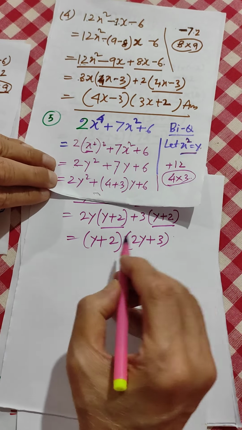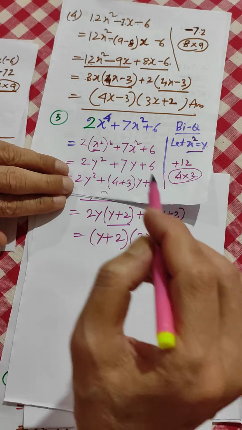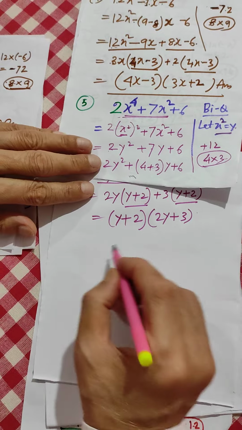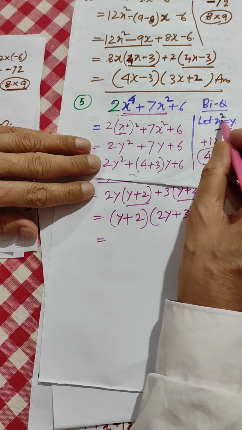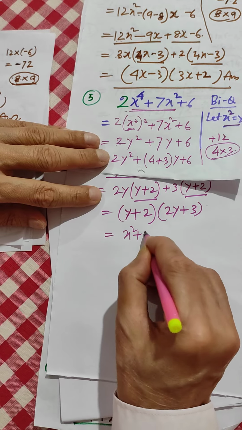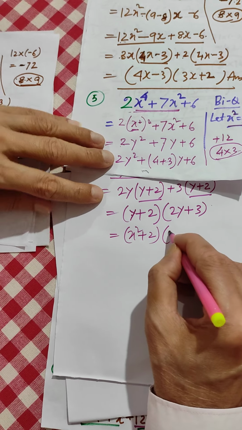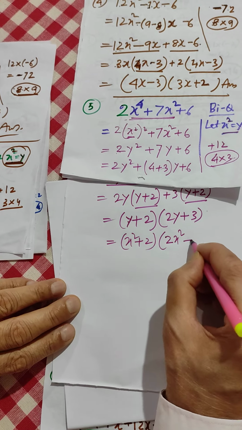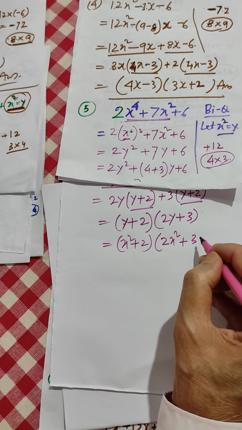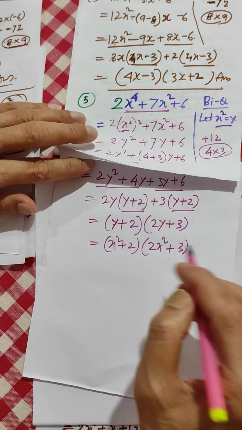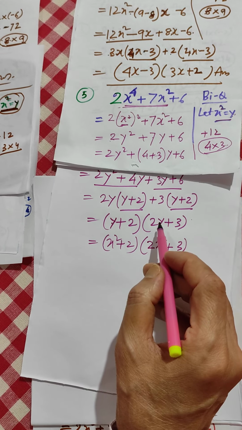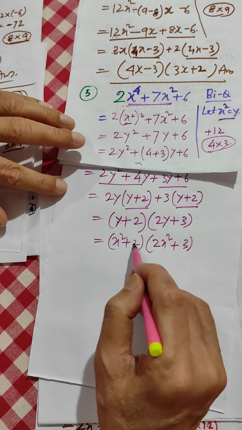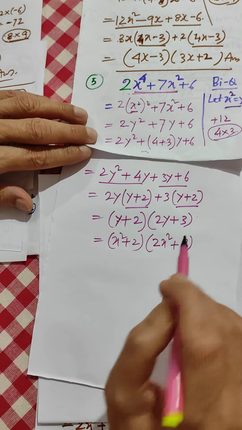Now this is not the answer because it still contains y. But originally, see the polynomial, there was no y, there was only x. So we have to put back x. So put back the value of y. So y is what? X square. So we'll write x square plus 2, then 2x square plus 3. Isn't it? So y plus 2 into 2y plus 3. Y is x square. So x square plus 2, then 2x square plus 3.